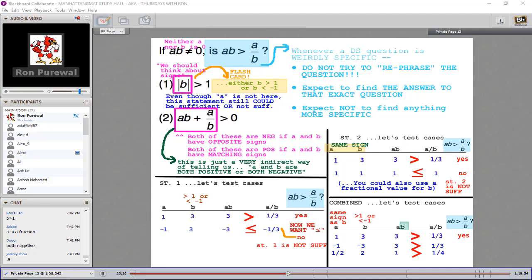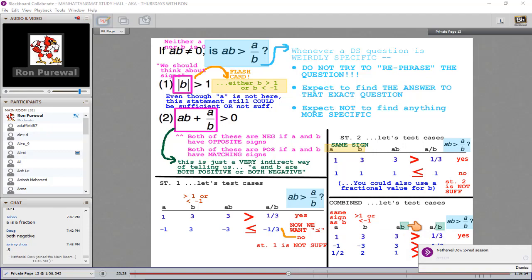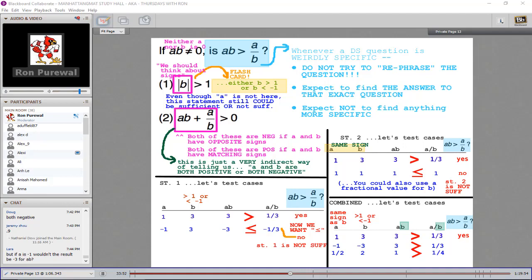And this is division by B. If B is bigger than 1, then multiplying by B will make something bigger, and dividing by B will make it smaller. That's what it does with positives, and remember that negatives will just do the same thing. So eventually, after enough plugins, you're going to discover this: AB is always going to end up being bigger than A over B. So it's always going to be greater than.